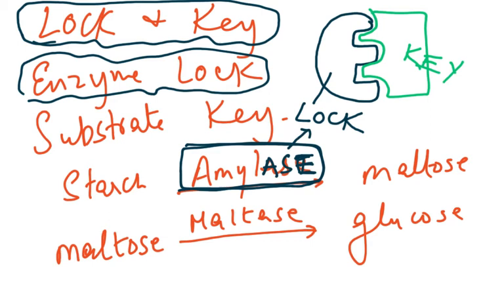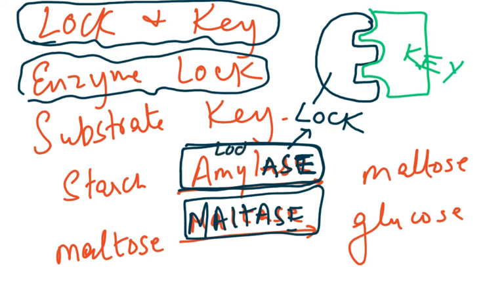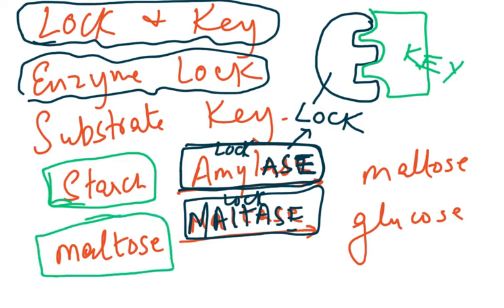So the word amylase is the enzyme. Now that is a lock. Similarly here, the maltase is the lock. So this is the lock and this is the lock. Now what is the key? The key is the starch, because that is the substrate. So the key is starch, and in the second situation the key is maltose. The same maltose which was the product in the first reaction is now the key in the second reaction.